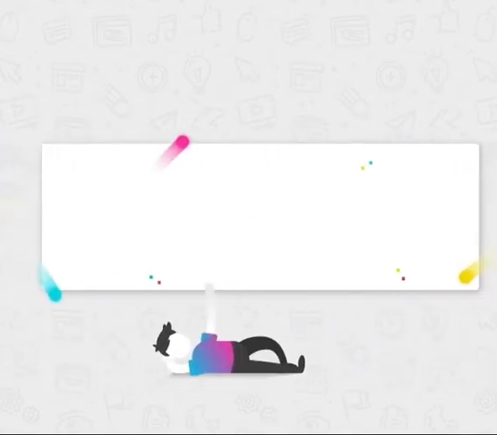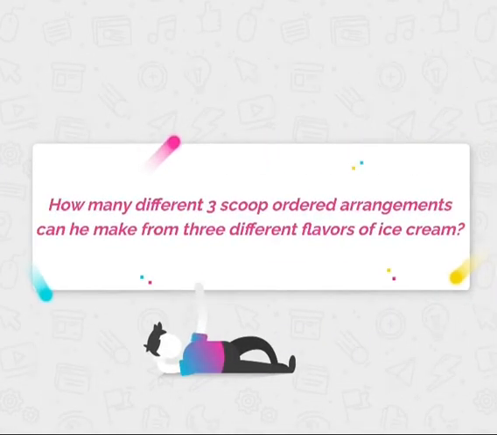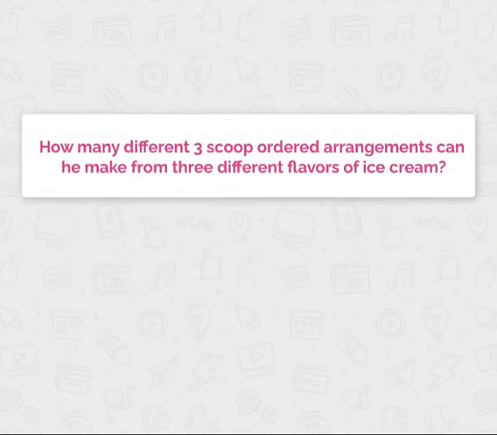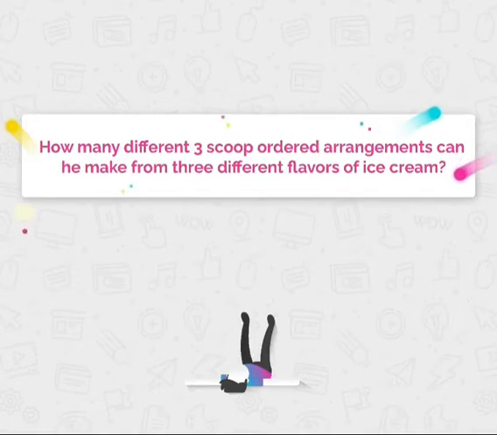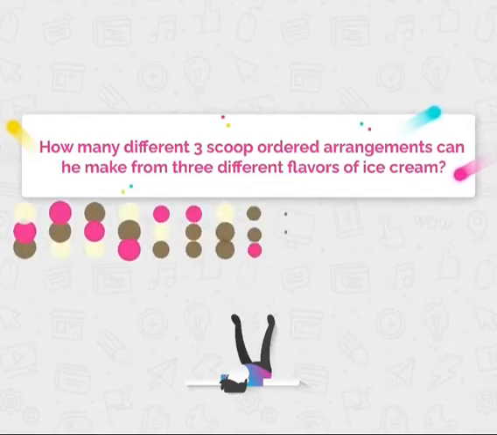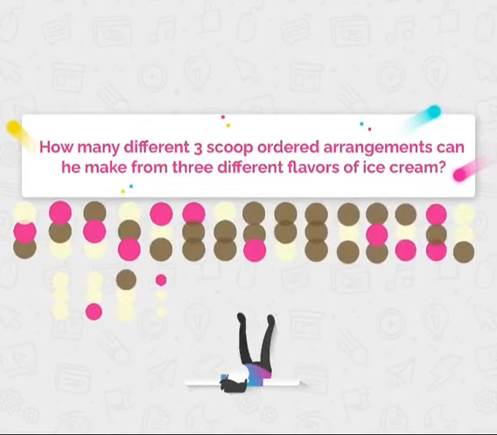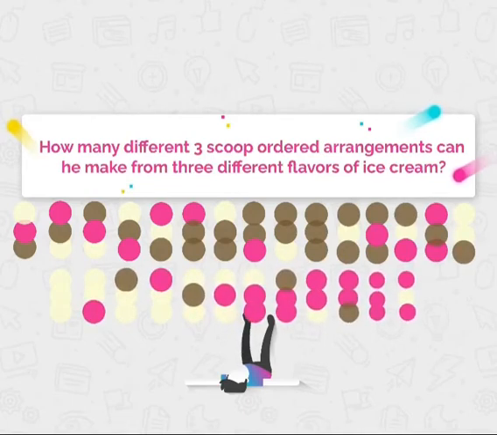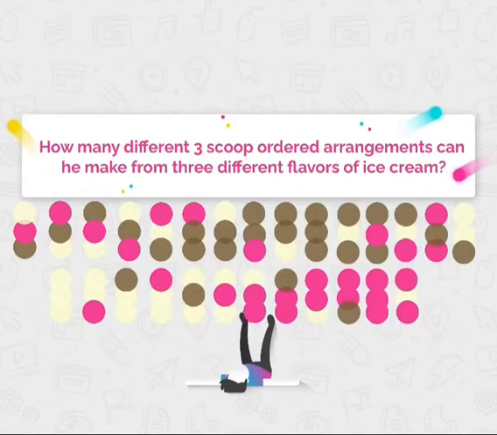The chef thinks about how many different 3-scoop ordered arrangements he can make from 3 different flavors of ice cream. Does he want vanilla on top, strawberry in the middle, and chocolate on the bottom? Or does he want strawberry on top, chocolate in the middle, and vanilla on the bottom? After an exhaustive 15 minutes, he was able to create an extensive list of 27 different 3-scoop arrangements.